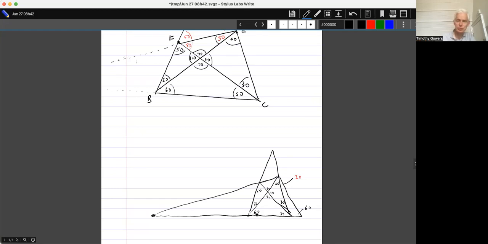Why did I say conjectured to be 20 when I have 60 and 40? Sorry, that is 20. The conjecture is that I have all this adding up to a right angle. If it adds up to a right angle, then this is the 30 that I want. So is there any particular reason to think that this triangle here should be a right angle triangle?